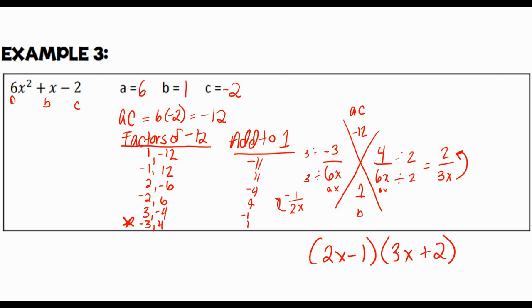If you're unsure, feel free to FOIL. Remember 2x times 3x, 2 times 3 would be 6, x and x would be x squared. That's my first term, 6x squared. Negative 1 times positive 2 gives me negative 2, which is my c value. So that's how I know it worked. You could also have written it as 3x plus 2 times 2x minus 1, remembering that the order doesn't matter as long as the terms themselves are the same.